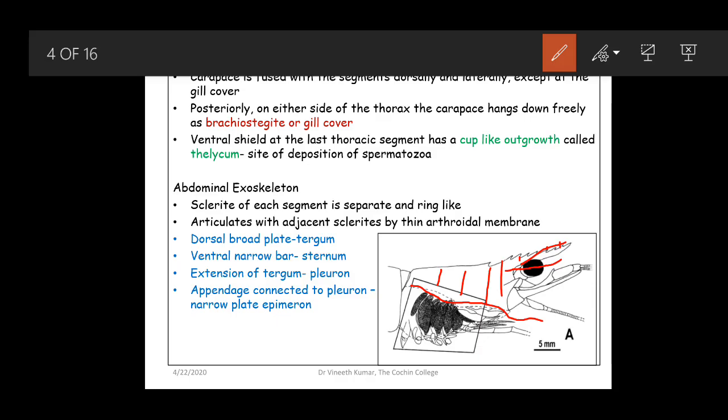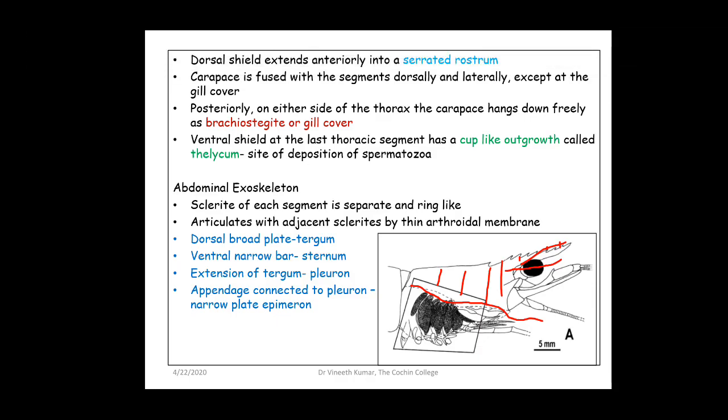Coming to the abdominal exoskeleton, the sclerites of each segment are separate and ring-like, and each articulates with the adjacent sclerite by a membrane, because two adjacent segments are cemented by a small membrane. It is also the same chitinous cuticle, and that membranous structure is called the arthrodial membrane.